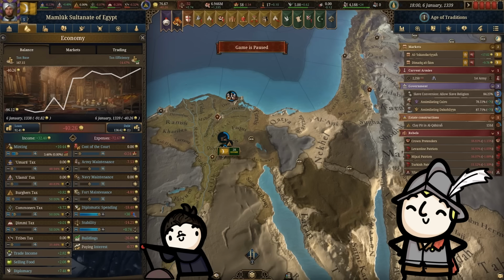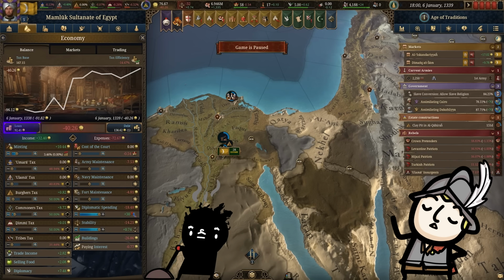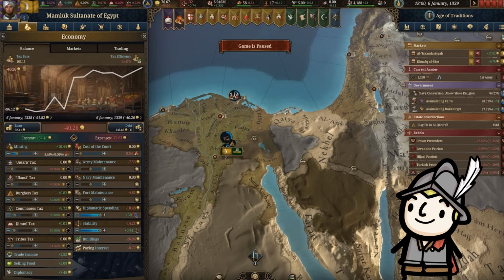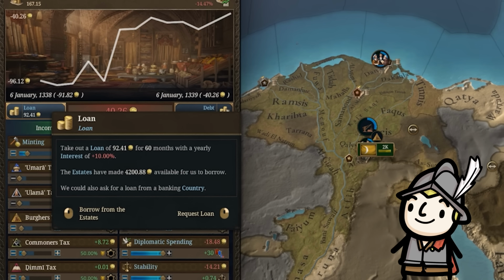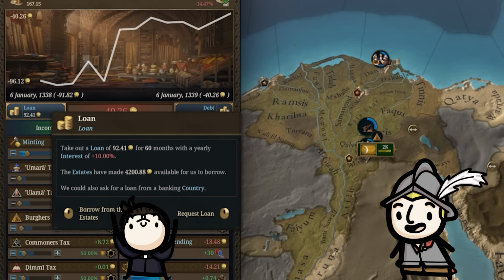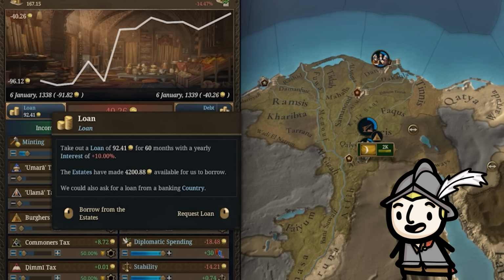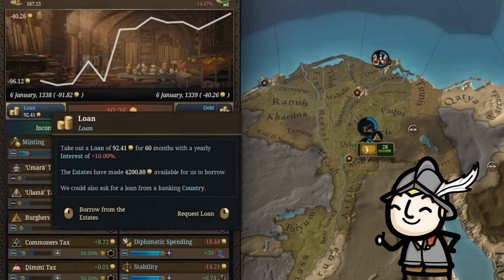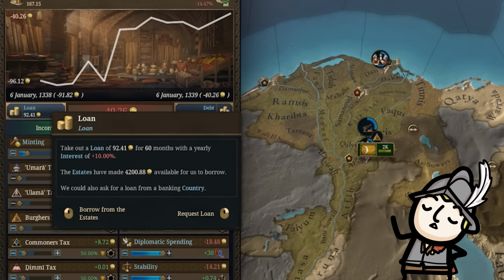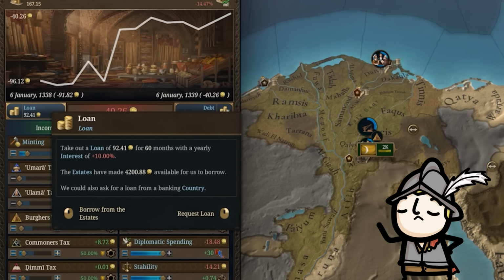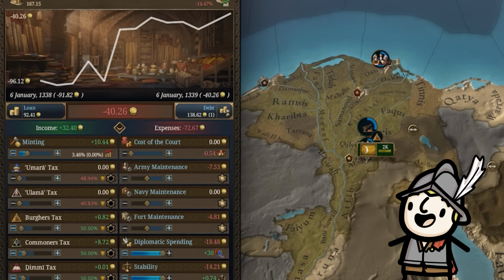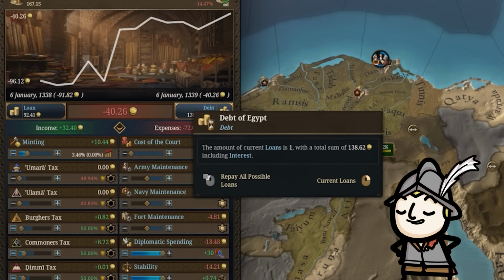Some other economic levers you have to manipulate here are loans and debts. Clicking this button over here will allow you to take out loans. Hovering over the button shows you how much money you can take out at a max, and a good thing to remember is that this money is being taken as a loan from the estates, so it is them that you are paying back all that interest to. On the other side, we have our debt button, which is where we can go to see how many loans we have and to pay them off.